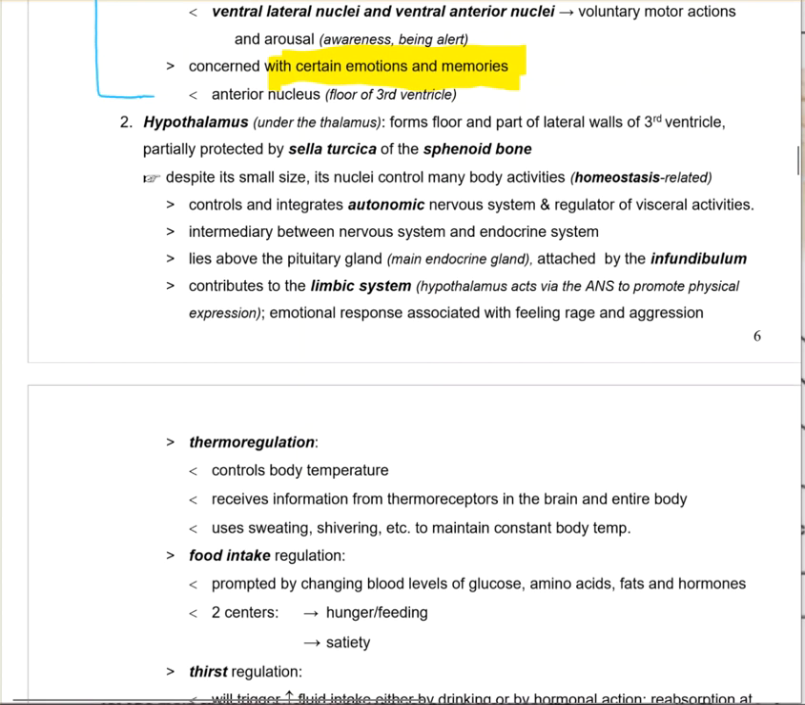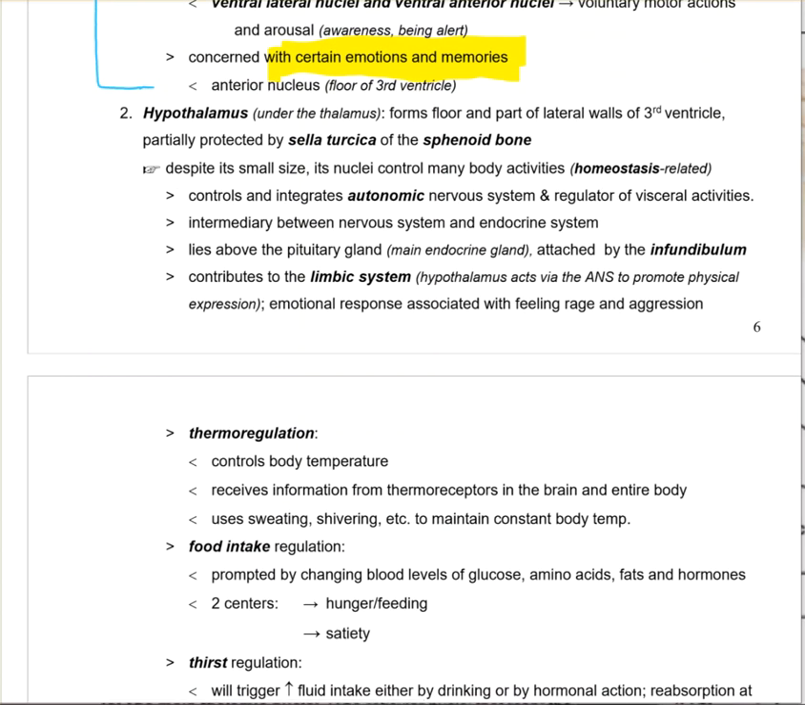Okay? Now the next one is the hypothalamus, and the hypothalamus is below the thalamus, and it's kind of protected by the sella turcica of the sphenoid bone, if you might remember, and the pituitary gland actually is below it and lies in there. The pituitary gland hangs off of the hypothalamus, and that's what this says right here. It lies above the pituitary gland and is attached to it by the infundibulum, which is the little stalk that connects it. And the hypothalamus' really main job is that its nuclei control many of the body activities.